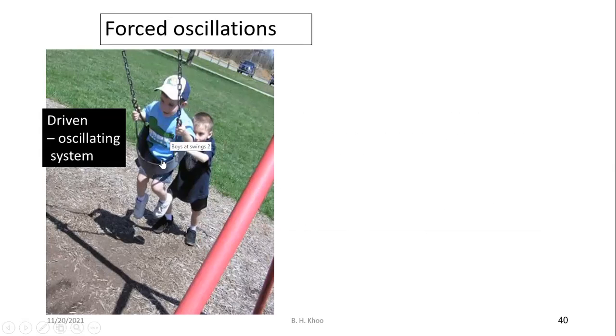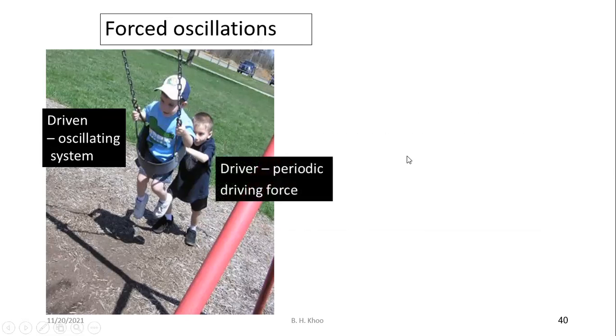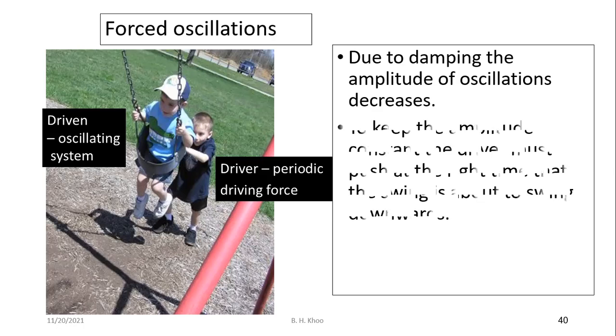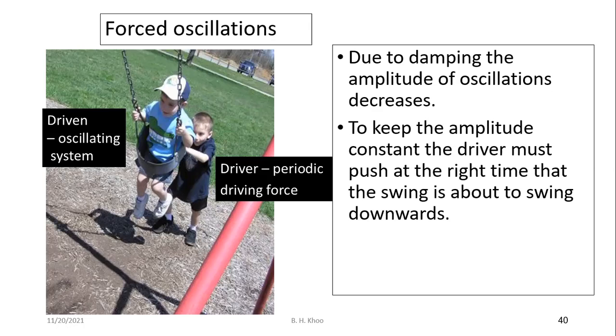So the person sitting on the swing is called the driven or the oscillating system, whereas this person is the driver. It's the periodic driving force. Due to damping, amplitude of oscillation decreases. You keep on pushing, the amplitude becomes larger and larger, but after a while, you find that it takes a lot of effort to keep on pushing your brother or sister sitting on the swing.